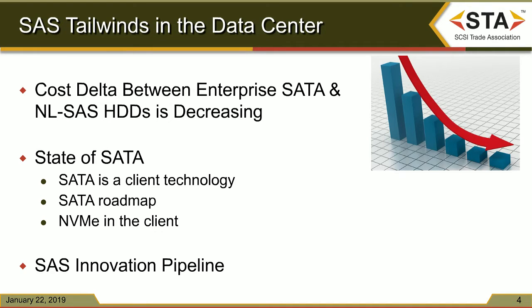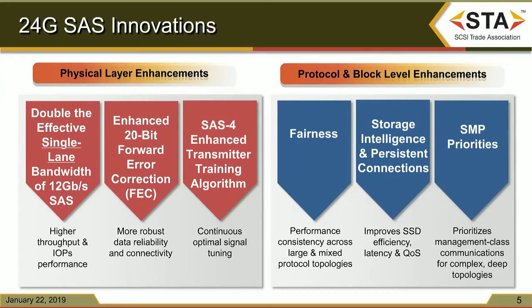This brings me to my last tailwind, and that is the SAS innovation pipeline. SAS has been innovating for quite a number of years, and nothing has slowed down. Right now we're moving into 24 gig, and many of these innovations are now beginning to come to light. For a quick discussion, I broke it up into two pieces: the physical layer enhancements and the protocol layer enhancements.